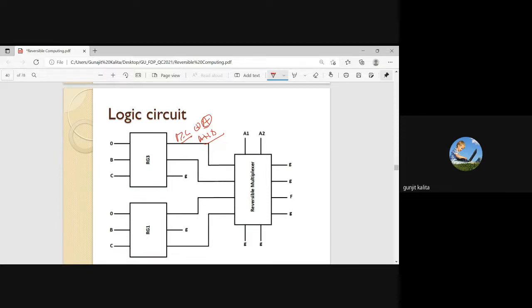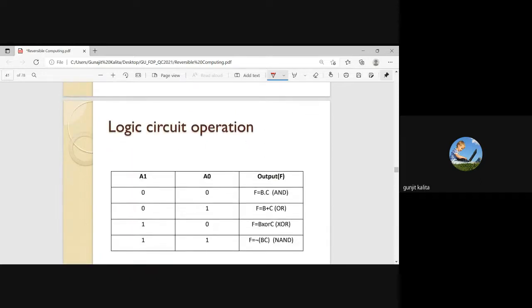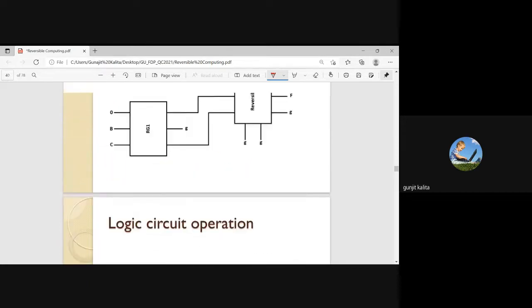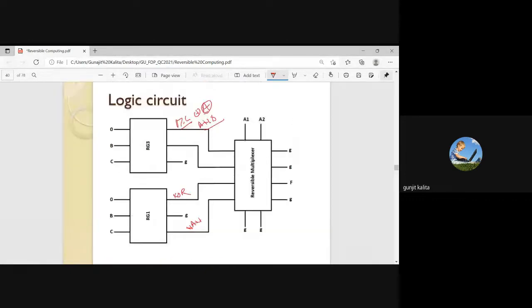Similarly, for the RG1 gate, we need to see. I think the table is given. So these are the operations: AND, OR, XOR, and NAND. This will be XOR and this will be NAND. And this is OR. If you see the gate structure, we are making these two constants. Ultimately, this gives us BC, that is the AND operation between these two. And here again, this will be the XOR and NAND operation. So in the four input lines, we'll get four logic operations: AND, OR, XOR, and NAND.